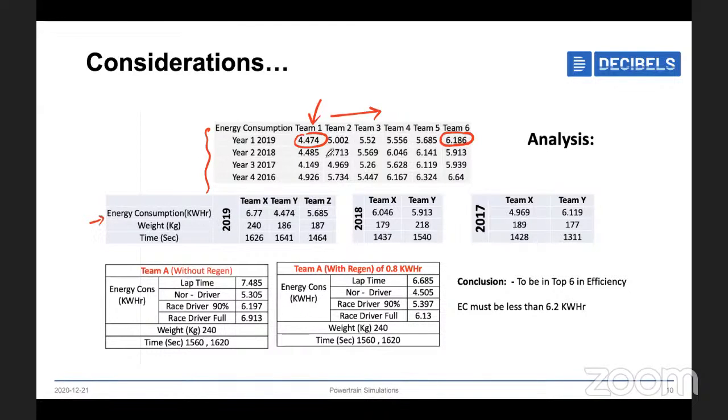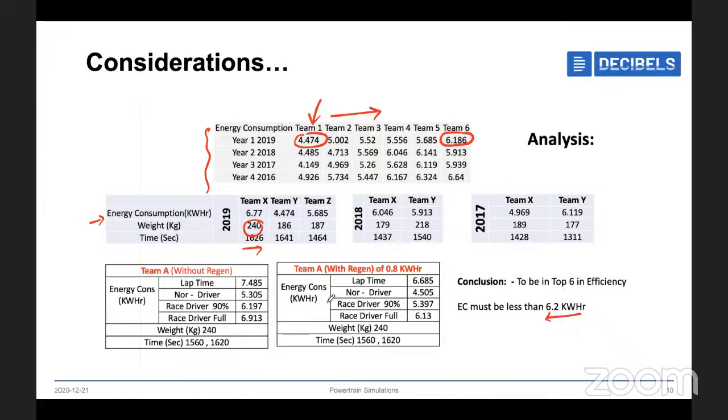Then we have to look at similar vehicle parameters. Maybe some other team has the same vehicle structure as ours. They might be using the same motors as ours, the same battery pack size and similar masses. Then we have to evaluate how much energy consumption there is and how much time the vehicle is running for. If you look here, I mentioned the times also. The energy consumption is 6.77 kilowatt hour for 1626 seconds, and the mass is 240 kgs. This is in 2019, 2018, and 2017. After doing all this analysis, I concluded that to be in the top six, the energy consumption should be less than 6.2 kilowatt hour.